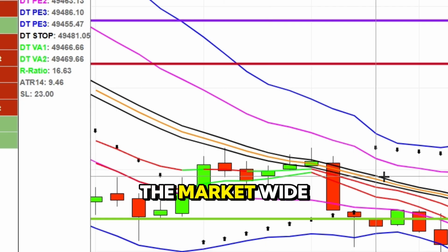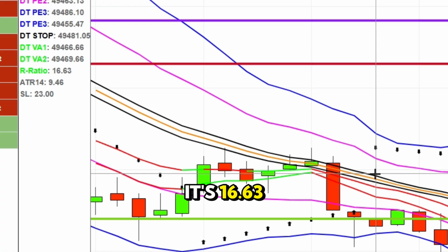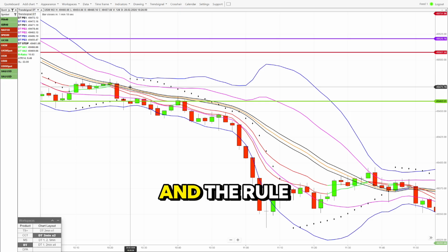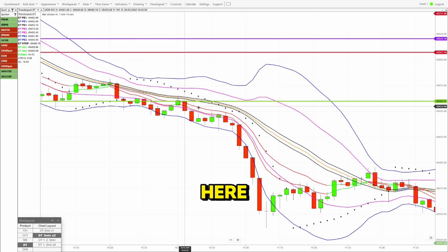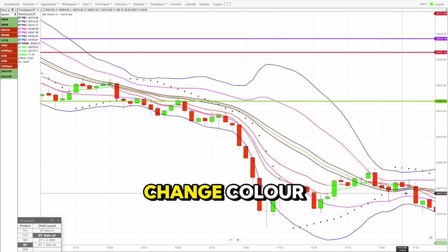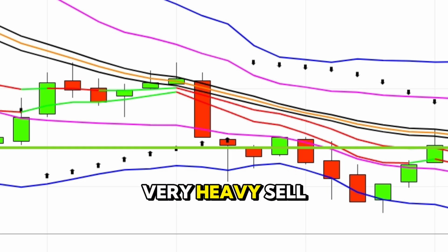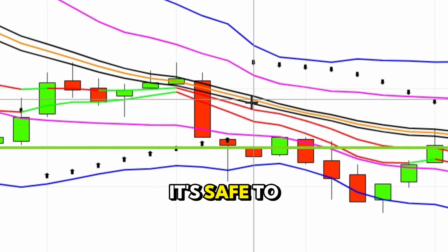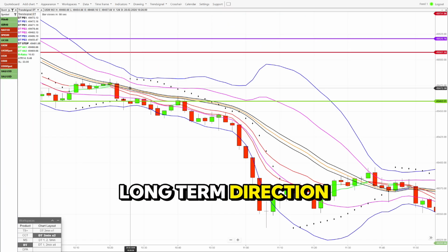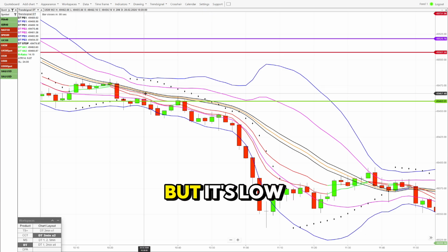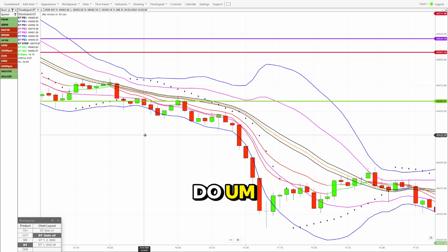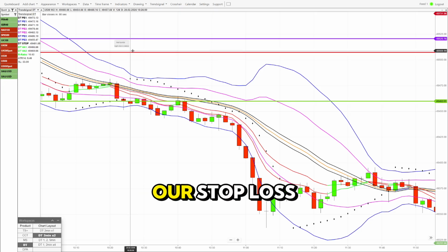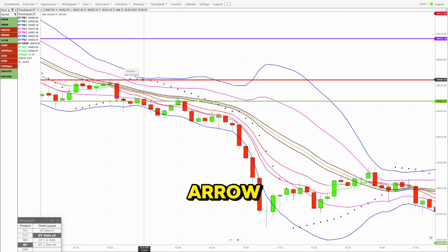We then go to step four, R ratio. Is the market wide enough? We hover over, it's 16.63, it's above zero, perfectly fine. We're not going to get chopped out necessarily. And rule 5, we need the trend to be in our favor overall. That's given by the middle line here, which if you look a little bit to the right, you can see it does indeed change color. It was a very heavy sell day on Friday. So orange colored by the time we enter, it's safe to move in, supported by the long-term direction. If we had a high energy trade, we wouldn't need that, but it's low energy, so we do. So we have our entry point. Our stop loss becomes the black arrow.